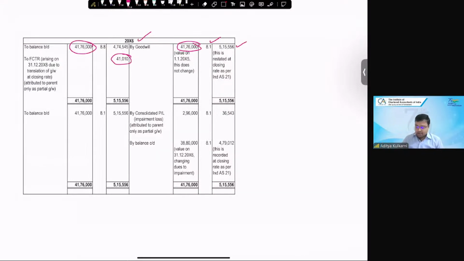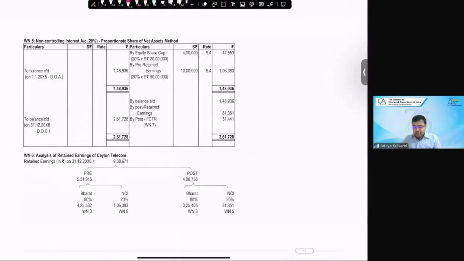Yes, sir. बस इसके आगे whatever is there is consolidation chapter. Okay, my hand holding was there up till here for you. After that, impairment loss of goodwill, partial goodwill, full goodwill, NCI calculation, and then pre and post.